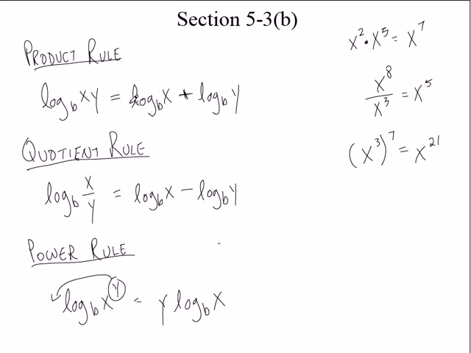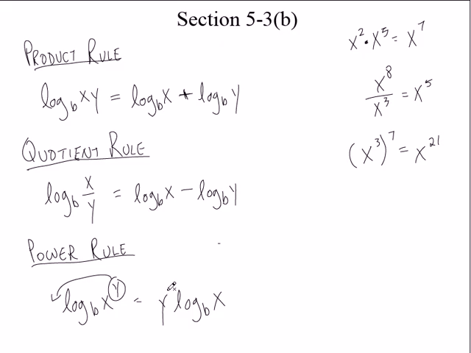All right? So those are our three rules: product, quotient, power. Product rule means you take a multiplication, you turn it into addition. Quotient, you take division, turn it into subtraction. Power rule, you take an exponent, throw it out front, and turn it into multiplication.